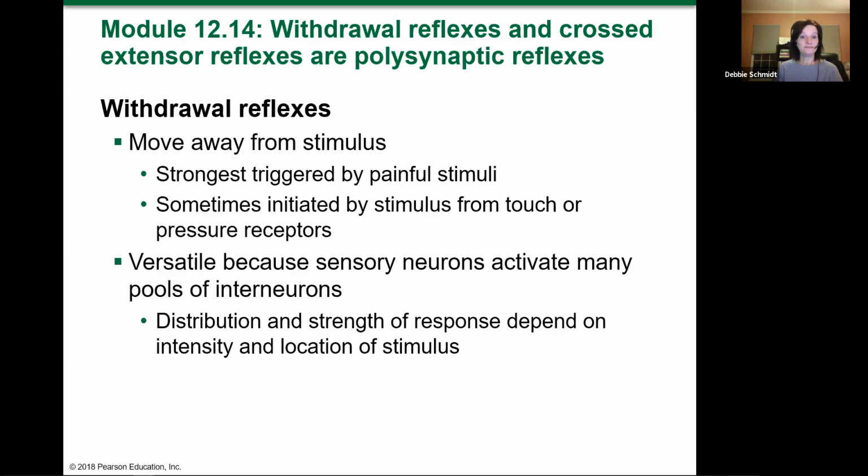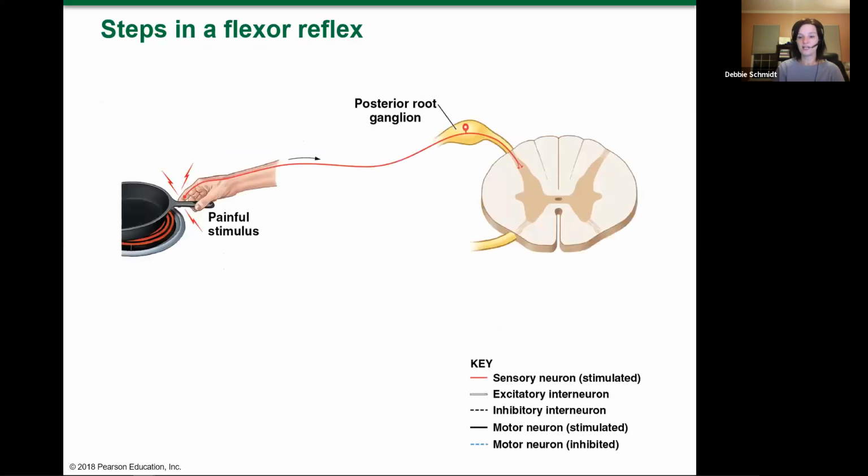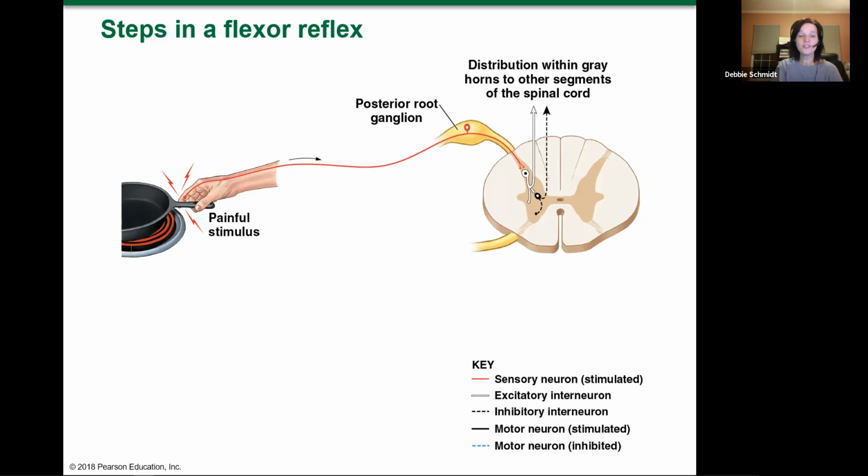Withdrawal reflexes. They move you away from a stimulus. So when you put your hand on that hot pan, it's going to move you away involuntarily very quickly. Let's take a look at one of those. So here you've got your painful stimulus. We've got the sensory neuron picking that up. Ow, hot, brings it right in to the central nervous system, to the spinal cord. And in this case, we do have interneurons involved because they're going to send messages to the brain saying, hey, you might want to yell ow about right now, okay?